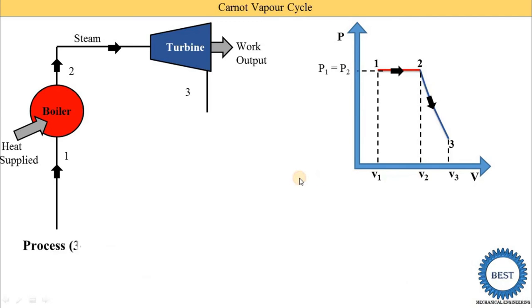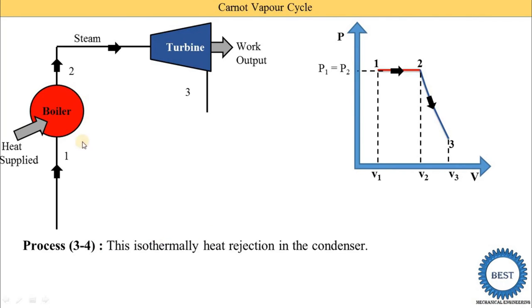Now the next process is the process 3 to 4. It is the isothermal heat rejection in the condenser. So the 3 to 4 process is the heat rejection process, and this heat rejection is done in the condenser. In the first component, the boiler, the heat is supplied. Now this heat is rejected in the condenser.